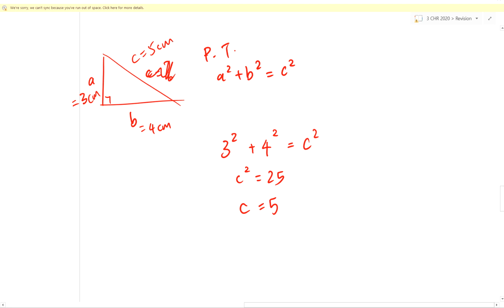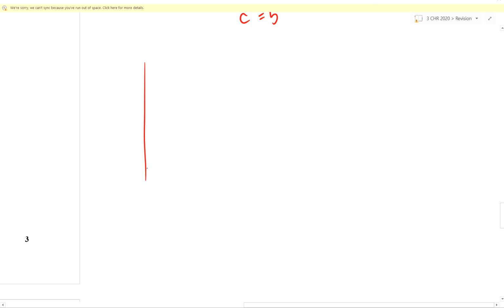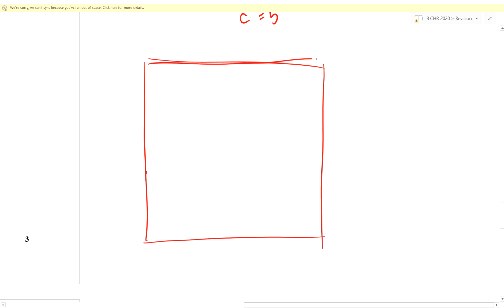Who feels that this is the first time seeing this? No, okay. Did your teacher tell you why this is true? Did your teacher tell you why it is like this? No. Do you want to know why? Let's try. Okay, this is a square. I'm going to draw another square inside here. I'm going to draw another square.